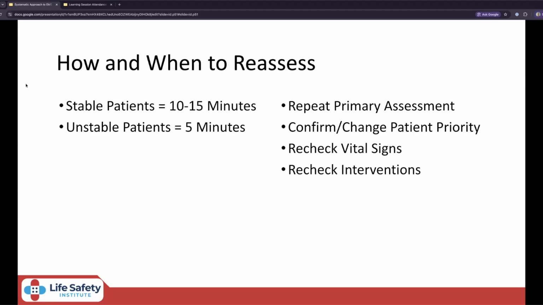And make sure you're rechecking your interventions. If you did something, recheck it. Is it still working? You don't have to undo it and redo it. But if you put a tourniquet on to stop bleeding, is the bleeding still stopped, right? Last thing you want is the patient to bleed out in front of you. So make sure that you're rechecking your interventions.